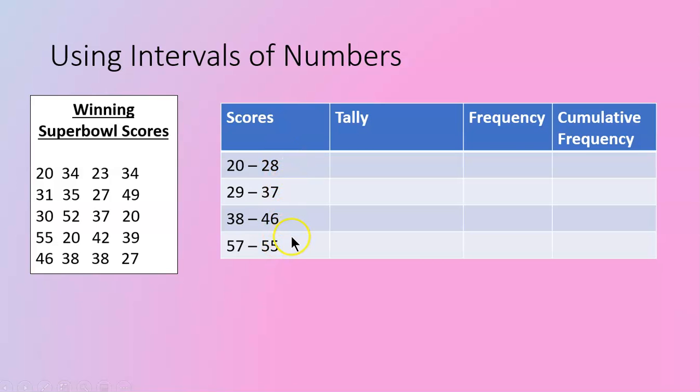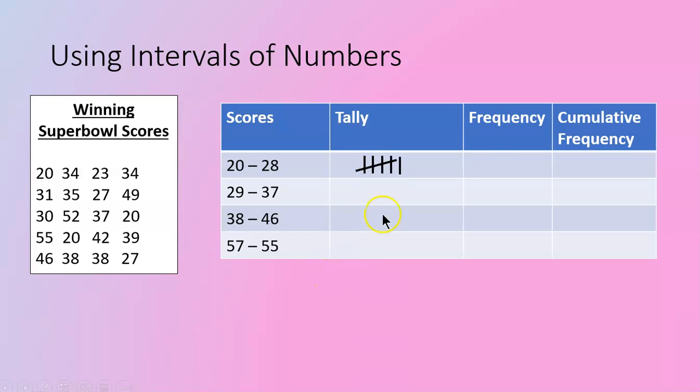So we're going to have 4 categories of 9 numbers each. 20, 21, 22, 23, 24, 25, 26, 27, 28. That's 9 numbers. So the next interval has to also be 9 numbers. 29 to 37 are 9 numbers. And then the next interval has to be 9 more numbers. When we use intervals, they have to be the same amount.